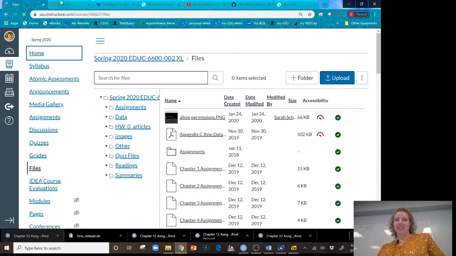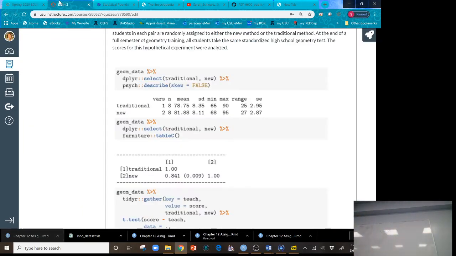Yeah. Is that this one? I don't have, they're not numbered on mine.